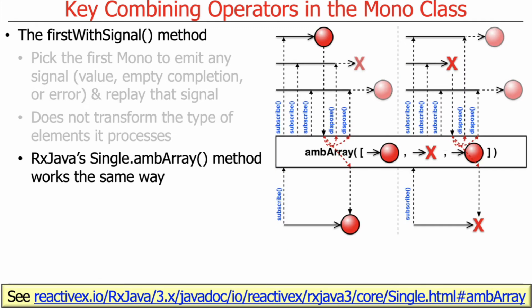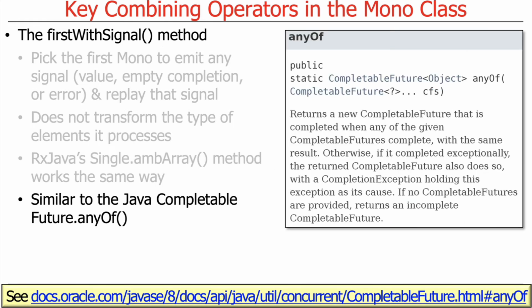There's a very oddly named method in RxJava's Single class called ambArray, which stands for ambiguous because you don't really know which of the results will finish first, so it's ambiguous which one finishes first. Go figure. And it works the same way. And it's also very similar to the anyOf method in completable futures. So remember, the zip method was kind of like allOf, and firstWithSignal is kind of like completable future anyOf. It'll pick the first one, with the difference being anyOf doesn't cancel the other ones.